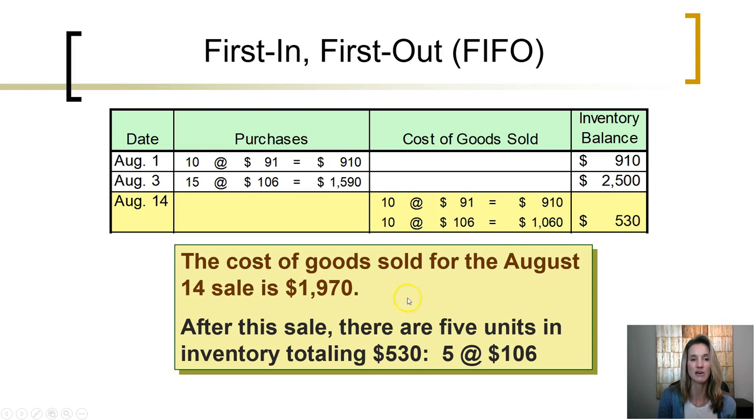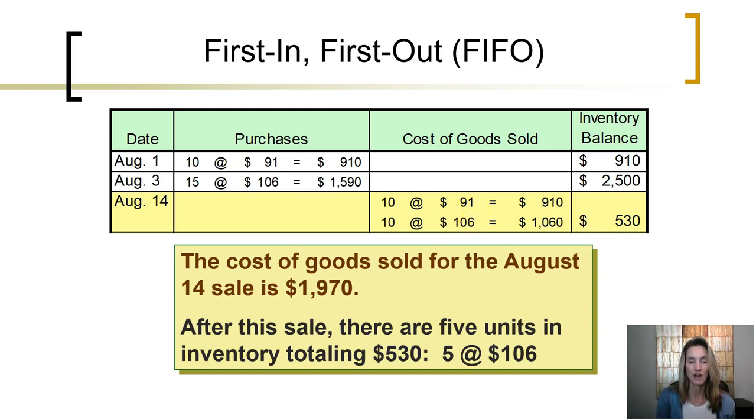So at the time of the sale, there were 2 levels of inventory available. There were 10 units and 15 units. The 10 units were the first in. The 15 units were purchased after the 10 units. So to apply the FIFO method, we are going to start with the first inventory in. The first inventory in at the time of the sale had been these 10 units at a cost of $91 apiece. So we know that if we sold 20 on August 14th, 10 of them we are going to assign a cost of $91.